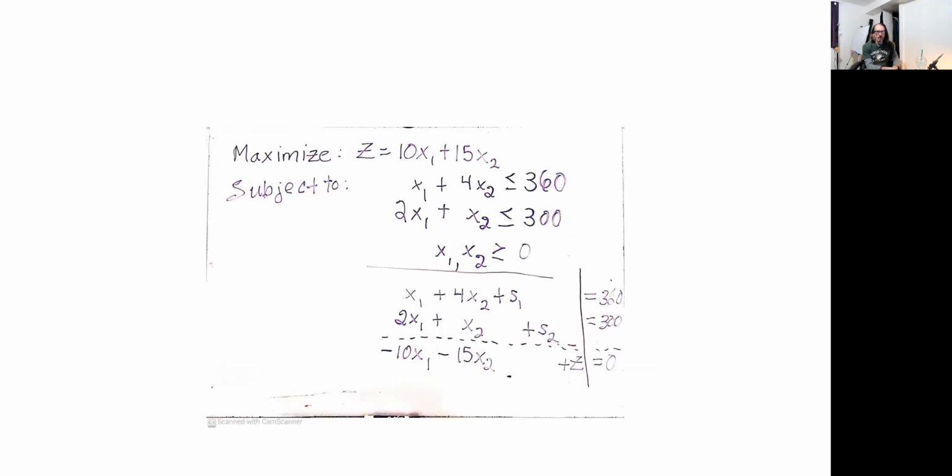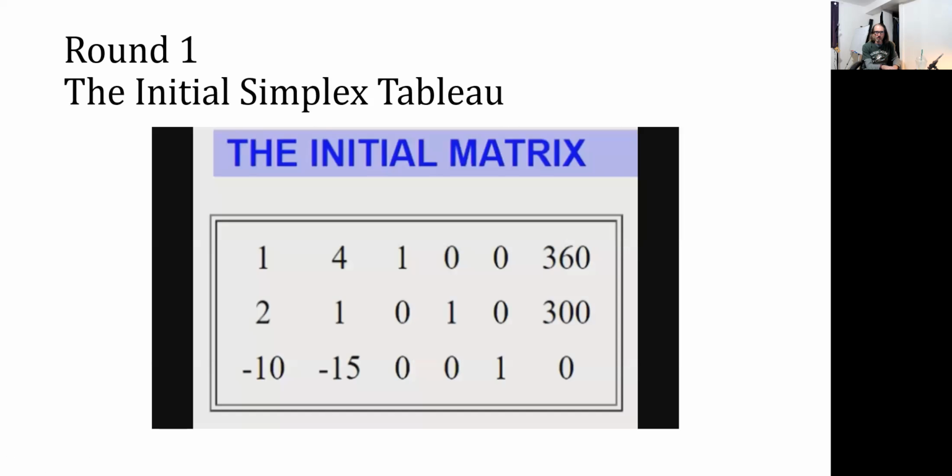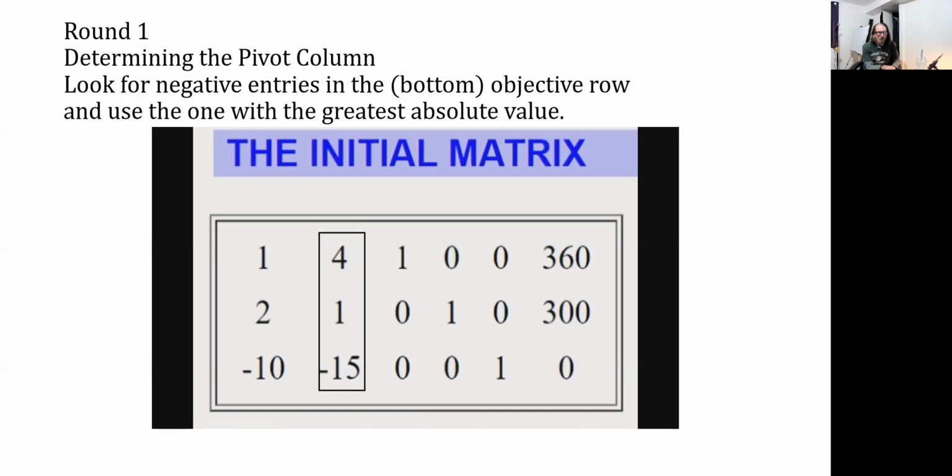So we've turned what I have at the bottom there into a matrix, i.e. the initial simplex tableau. And the rule is to look at the objective row for negative entries and which one has the greatest absolute value, i.e. what's the most negative. In this case, it's the negative 15. That's going to give us our pivot column. Now we also need a pivot row.